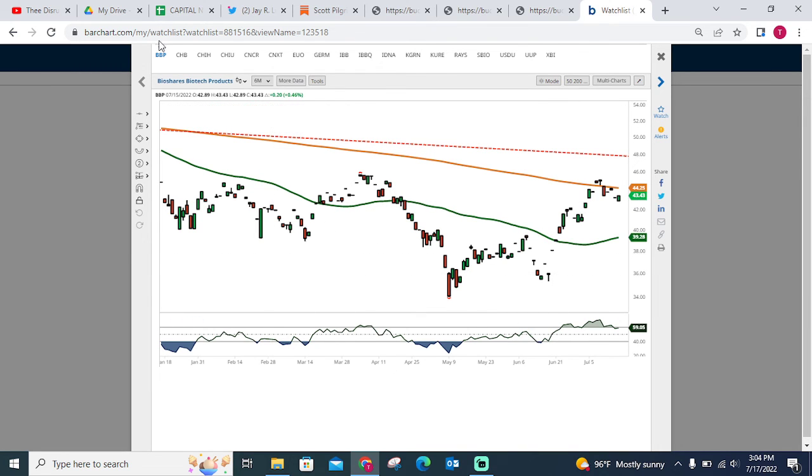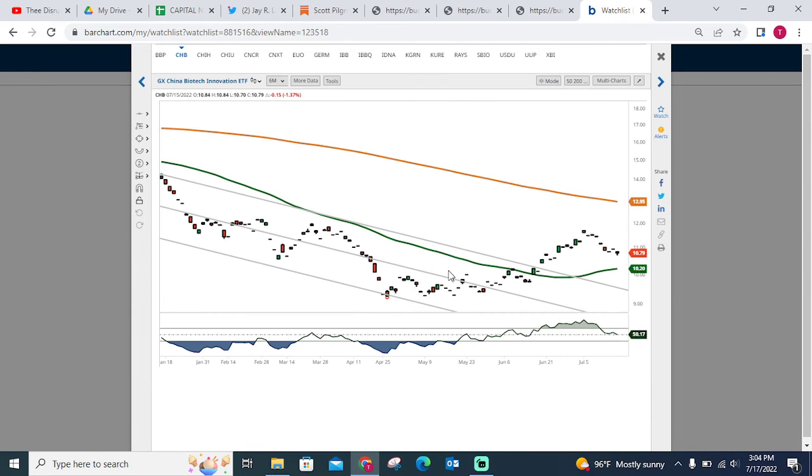So here we are. This is the biotech. We raised above the 200-day, fell below it. Do we get back up? That'd be pretty interesting. It does. If it does, here is China biotech. Okay, so what I really want to see here, this is currently a sell signal.